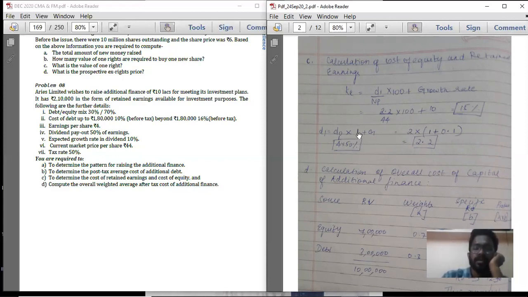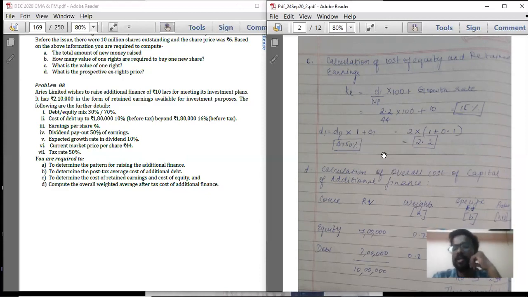D1 is equal to 2 into open a bracket 1 plus how much is the growth rate? 10%, that is 0.1. So 1 plus 0.1, close the bracket. So 2 into 1.1, you are getting 2.2. D1 is equal to 2.2.